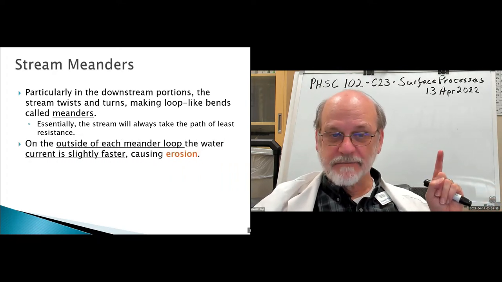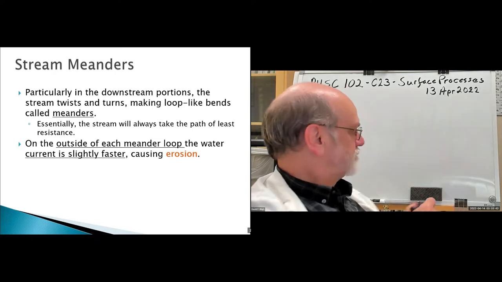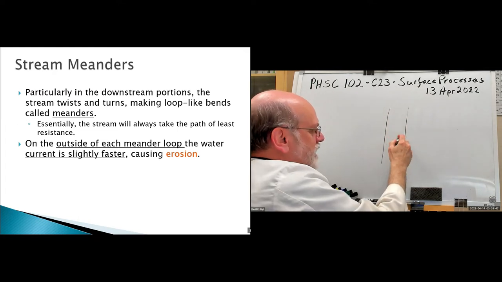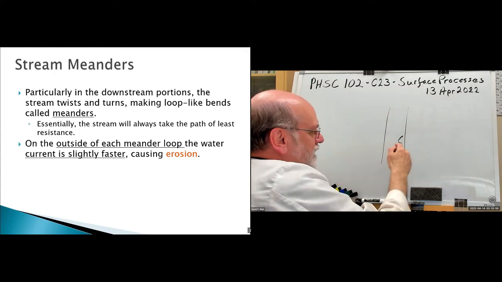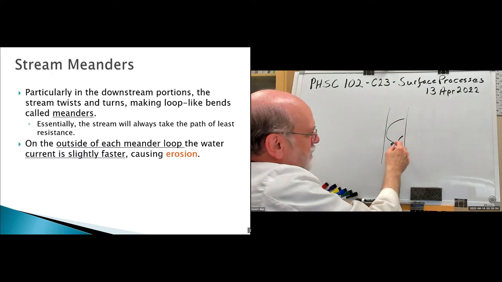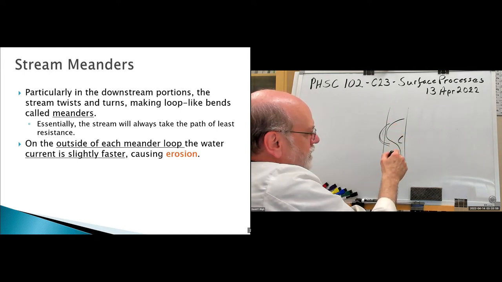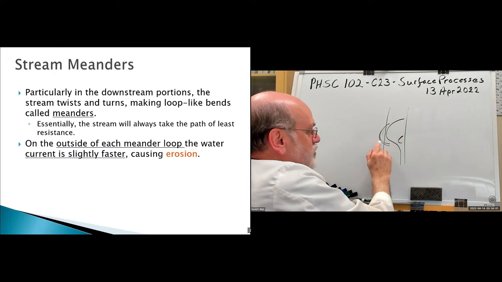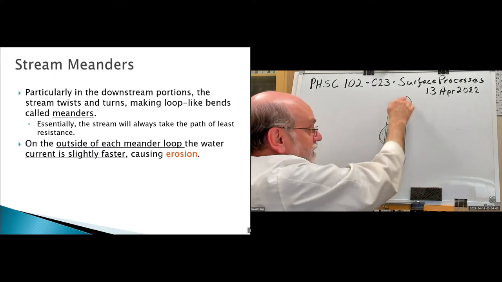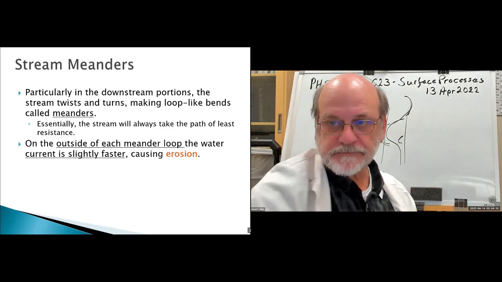So, with that in mind, what happens is, if you get a disturbance here, say a rock settles, then the water tends to move around it. Well, what it's going to do is speed up, and it's going to erode that bank, right? And then as it comes off that side, it's going to shoot and bang into this bank and erode that. So it tends to form S curves.